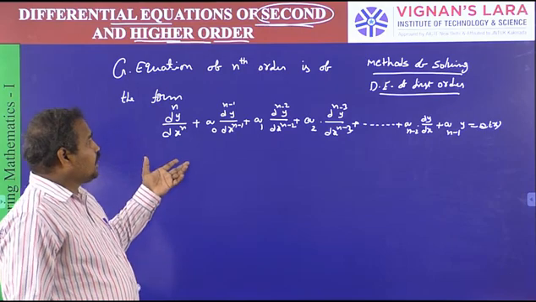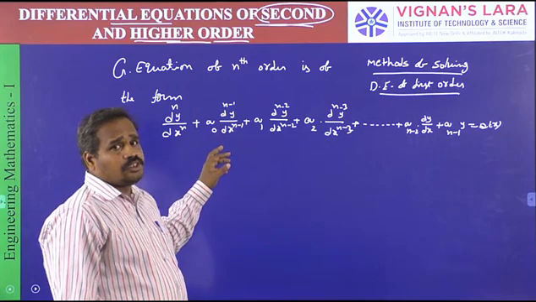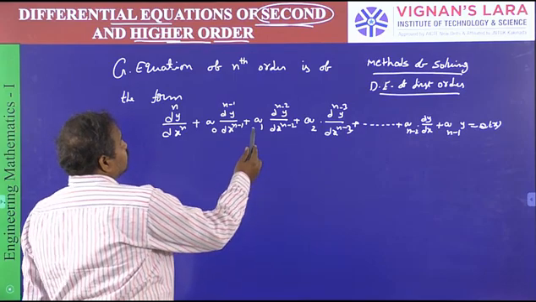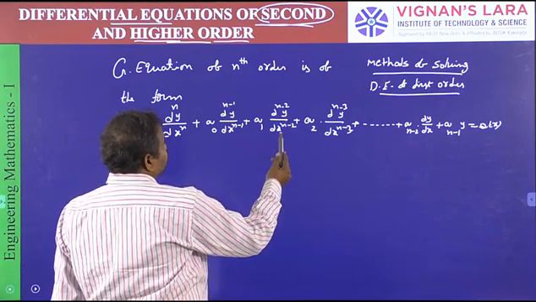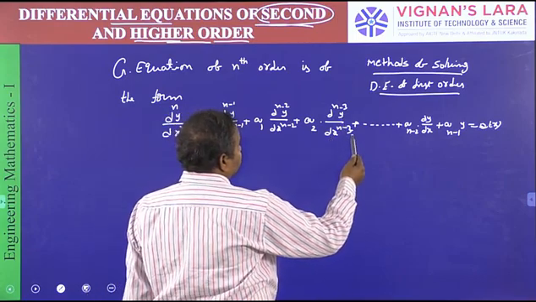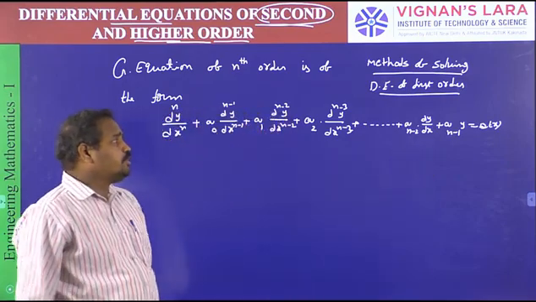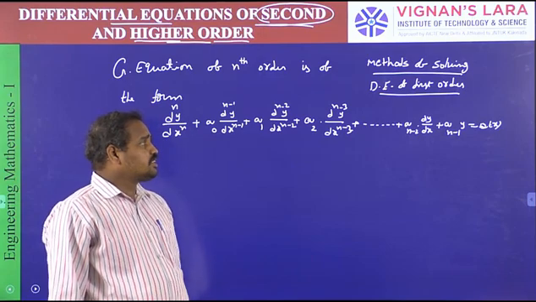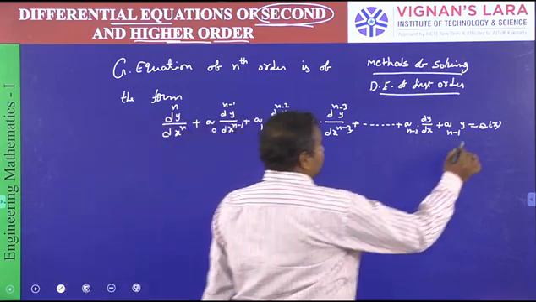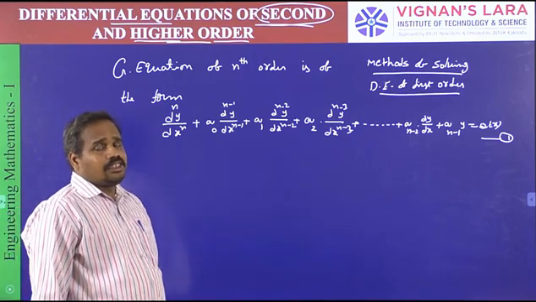The general equation of the nth order is of the form d^n y by dx^n plus a0 into d^(n-1) y by dx^(n-1) plus a1 into d^(n-2) y by dx^(n-2) plus a2 into d^(n-3) y by dx^(n-3) plus and so on, plus a(n-2) into dy by dx plus a(n-1) into y is equal to q of x. This is called the general differential equation of nth order.